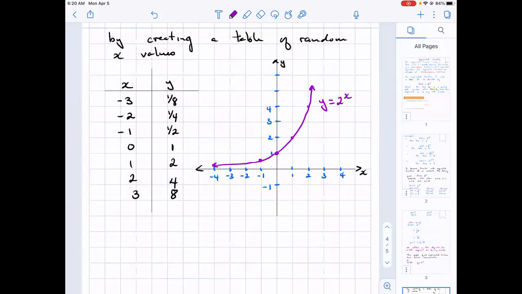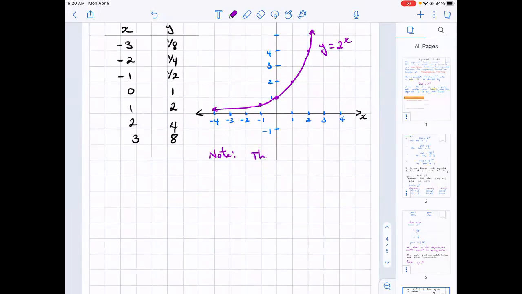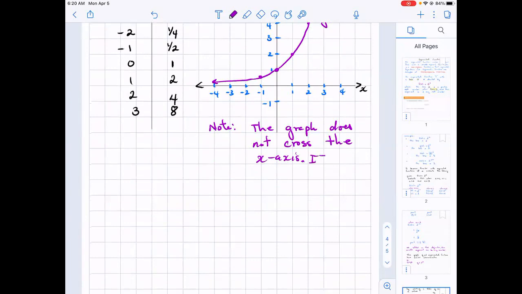And this will be the function y equals 2 to the x. So some of the key points to note: notice the graph does not cross the x-axis. It approaches the x-axis, but never touches.